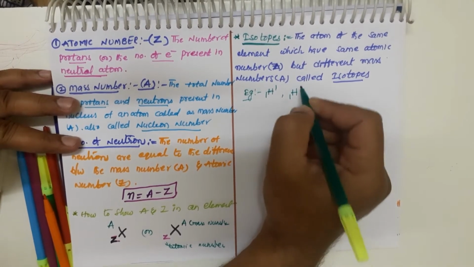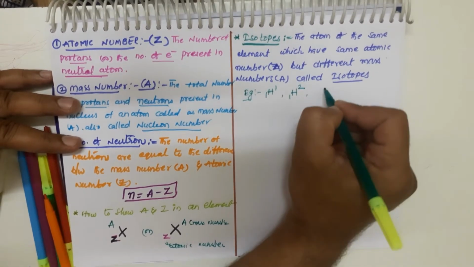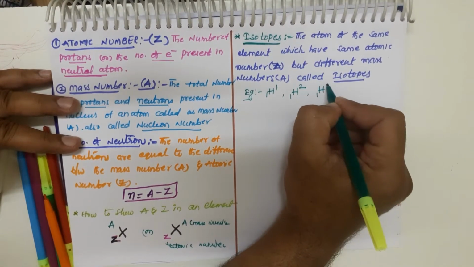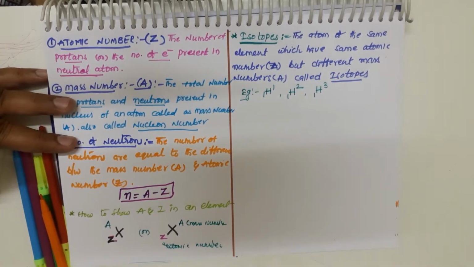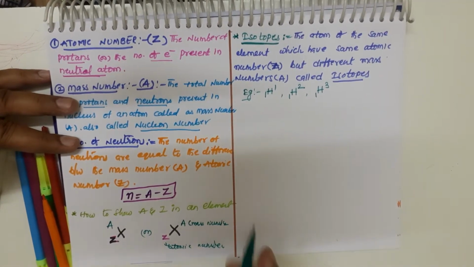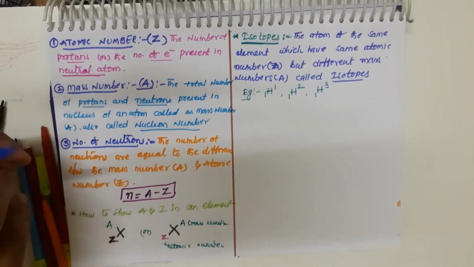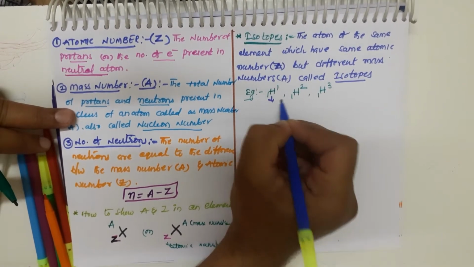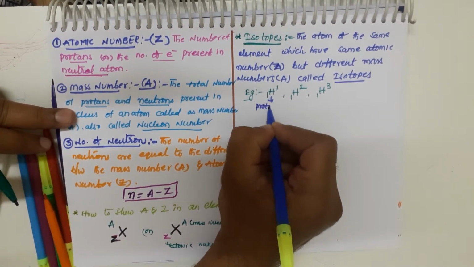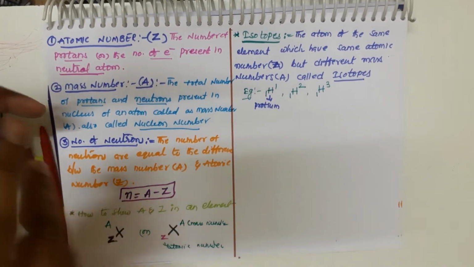Another hydrogen has atomic number 1, and another hydrogen has atomic number 1 with mass number 3. This is called protium. Protium is the general hydrogen.